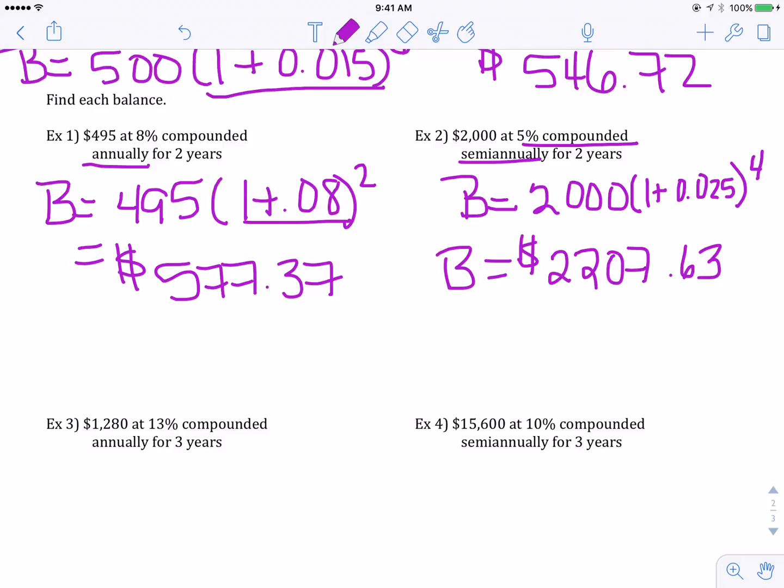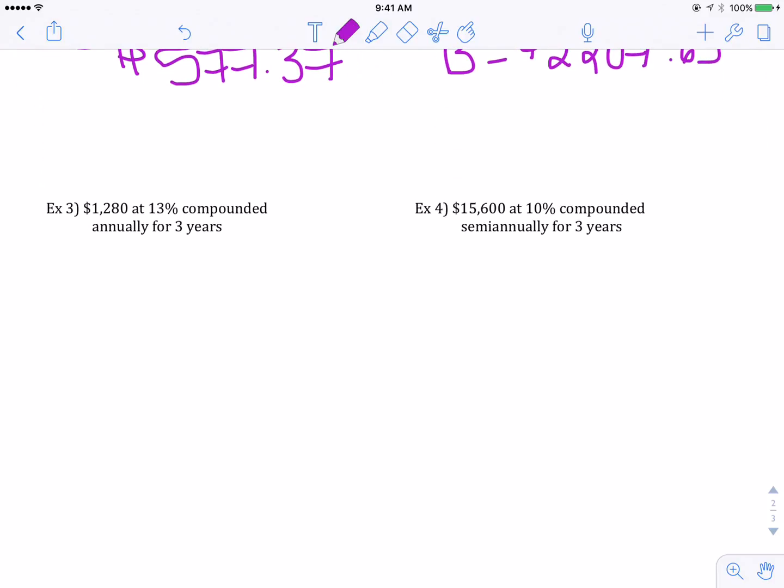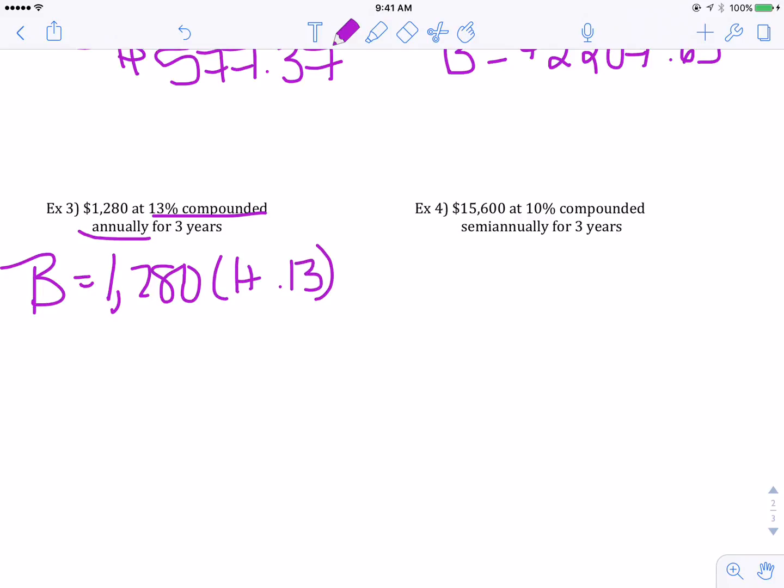The next thing we want to do is let's take a look at example 3. $1,280 at 13% compounded annually. So that's 1 plus 0.13. 3 years, that's once a year for 3 years. So that's going to be to the 3rd power. When you multiply this, you're going to get $1,846.91.